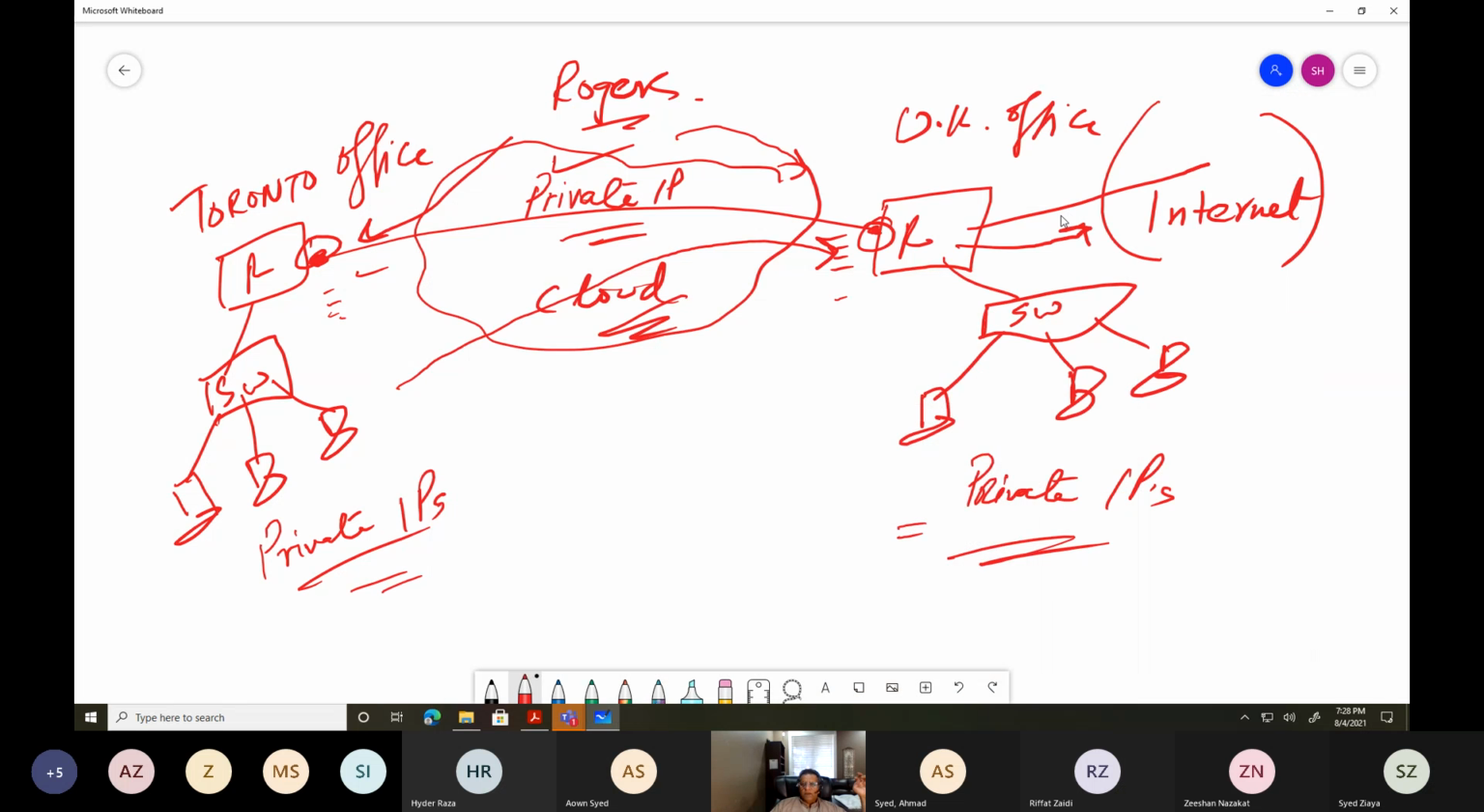Right? So basically, this is a dedicated line between these two devices. You're not going through the internet. This is basically a simple cable connection from Toronto to the UK. I don't care if it's going through the ocean. I don't care if it's going through the mountains. I have no control over it. I'm paying them money, 5,000 or 4,000.